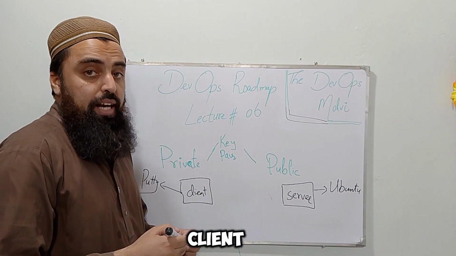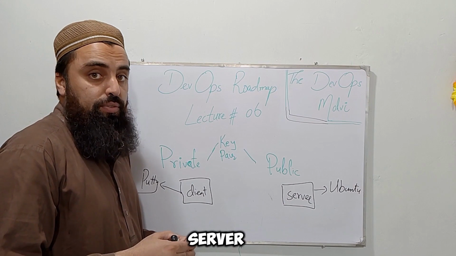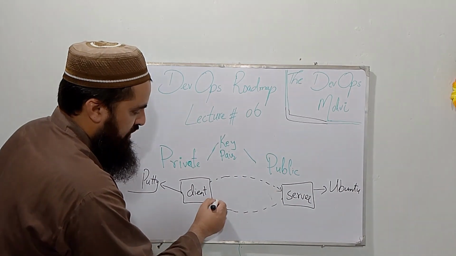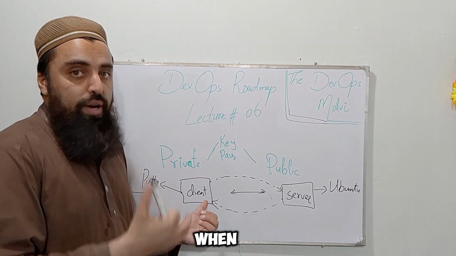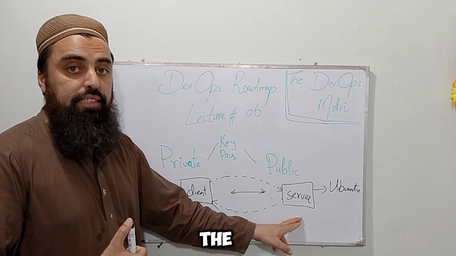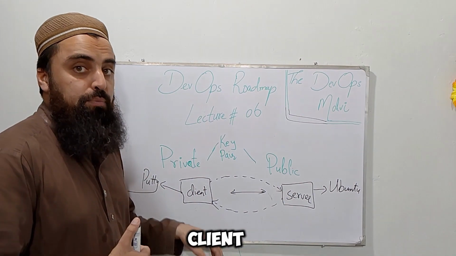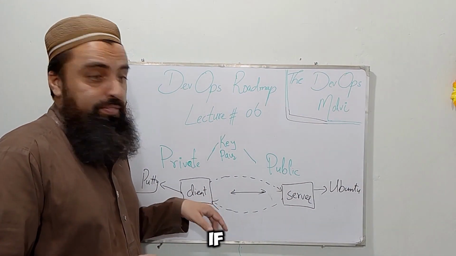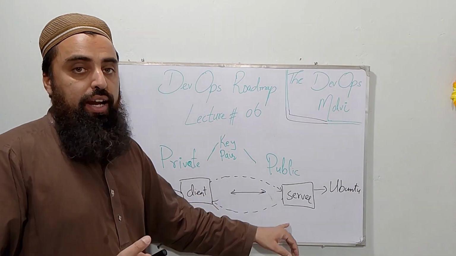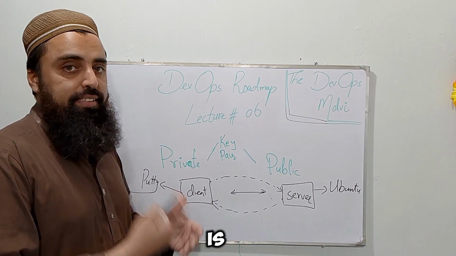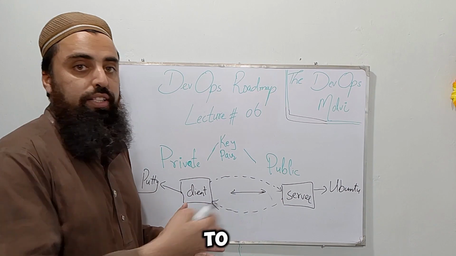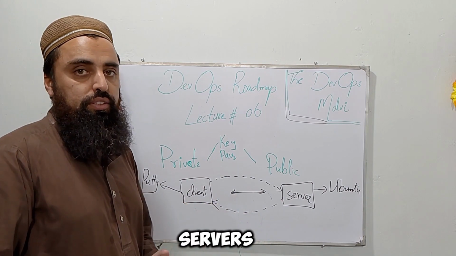So when a client attempts to communicate with the server using SSH keys, I will use the private key and they match. When a client attempts to authenticate using SSH keys, the server can test whether the client possesses the private key or not. And if the client proves that it has the private key, the server lets it in. And after that, a session is established. So that's how the SSH keys work to connect with our Linux servers remotely.